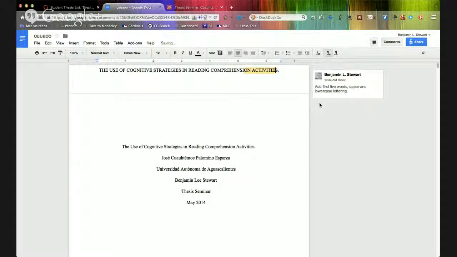Only the first 5 words, upper and lowercase. Okay. And it should be. And the other ones in. And it should be all the way to the left. Left justified.